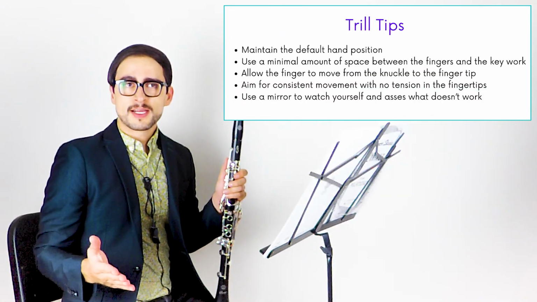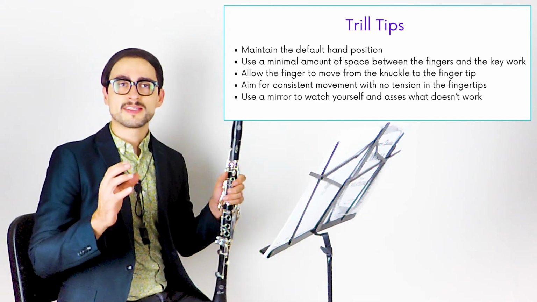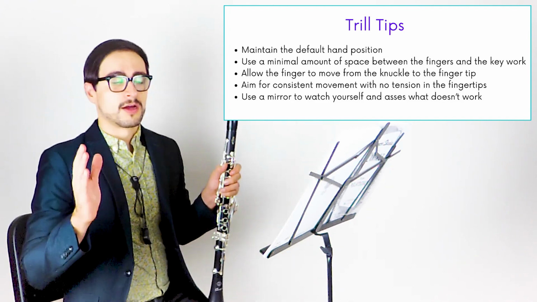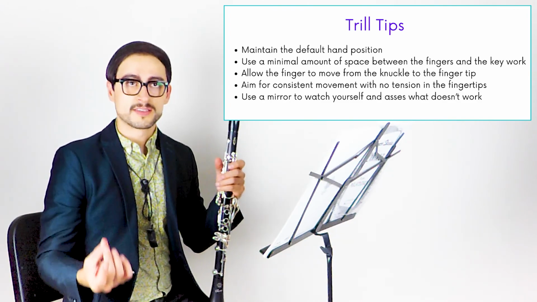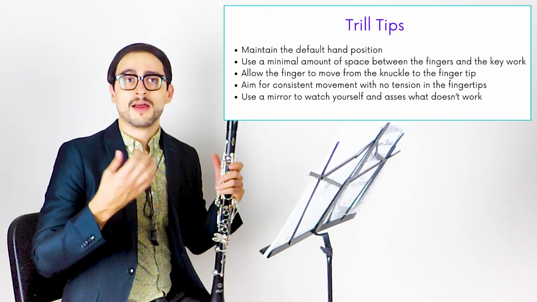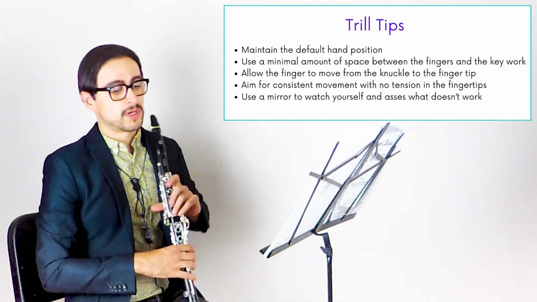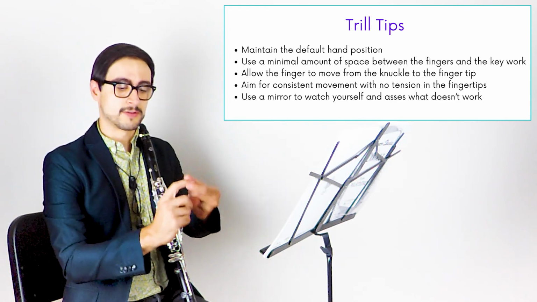Now for trilling technique, I've heard several methods, but what works best for me is really quite simple. At the end of the day, I maintain the same hand position that I always use, no matter what I'm playing. That means using a minimal amount of space between the fingers, lightening the touch, and maintaining the position. I'm really trying to create efficient, even movements. When I'm trilling, I'm going from the knuckle, the joint knuckle, all the way to the fingertip.